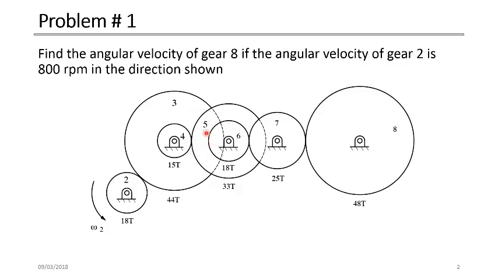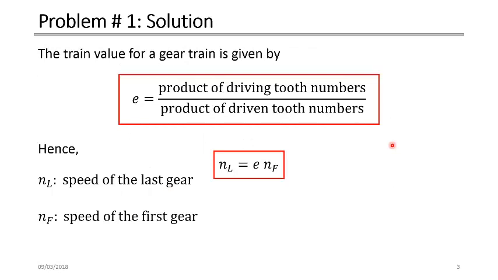Then gear number 5 and gear number 6 are on the same shaft, so they have the same speed. And then gear number 6 is engaged with gear number 7 at this point. So gear number 6 is the driver for gear number 7. And then gear number 7 drives gear number 8. So they are externally engaged at this point. So what's required is, using this data, to find the angular speed of gear number 8 and its direction.